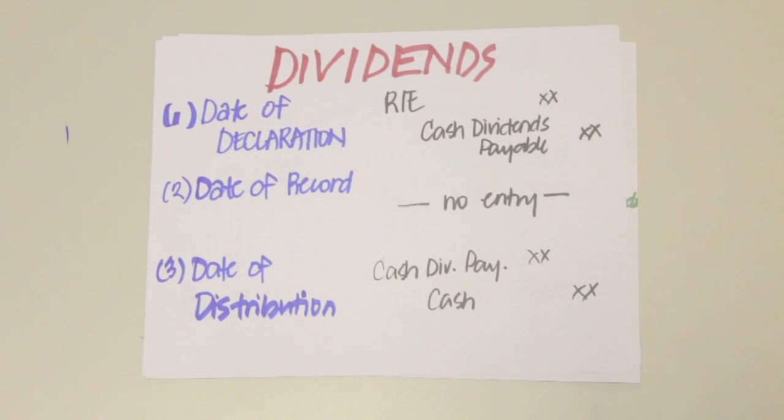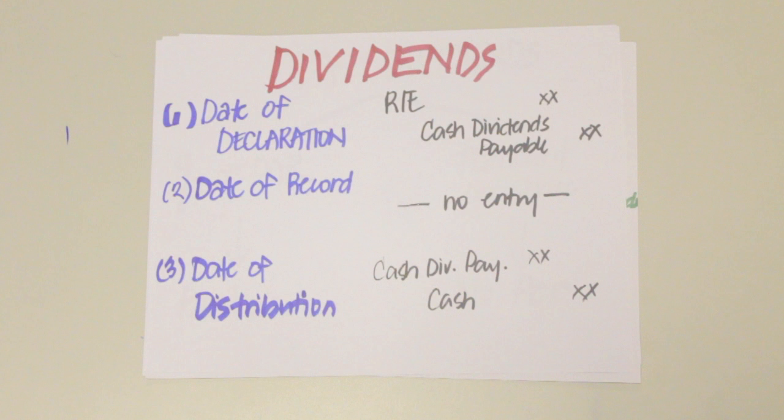First is the declaration date, or the date on which the board of directors formally declares a cash dividend and the liability is recorded. Record date is the date that marks the time when ownership of outstanding shares is determined from the stockholders' records maintained by the corporation. The last would be the date of distribution or the date of payment, which is the date the dividend checks are mailed to the stockholders and the payment of the dividend is recorded.